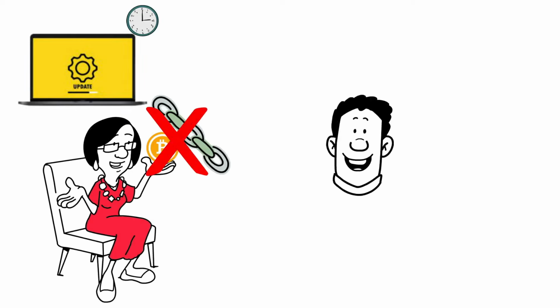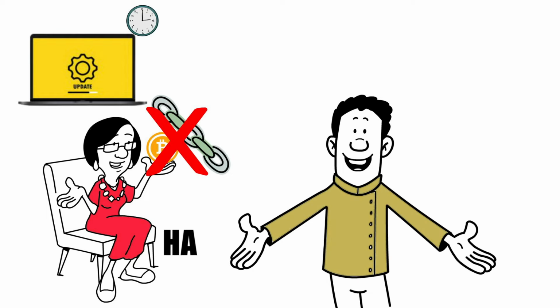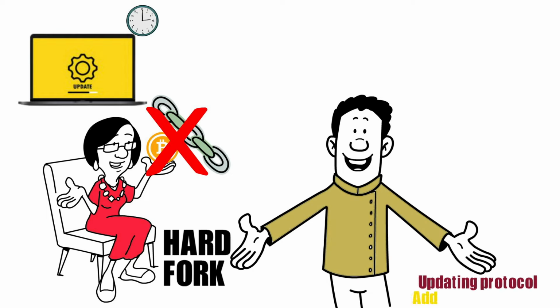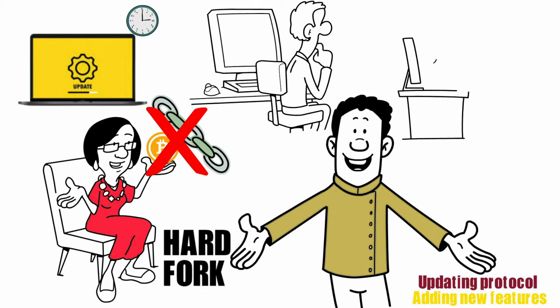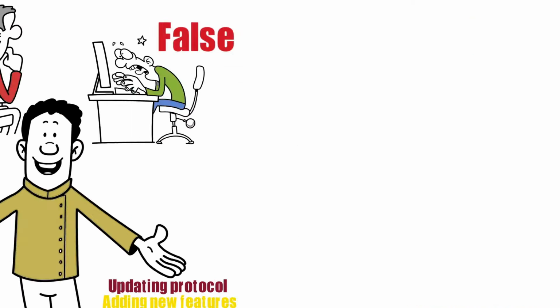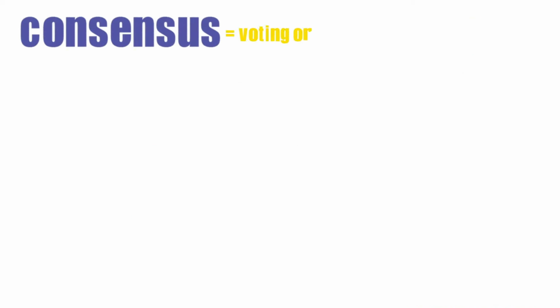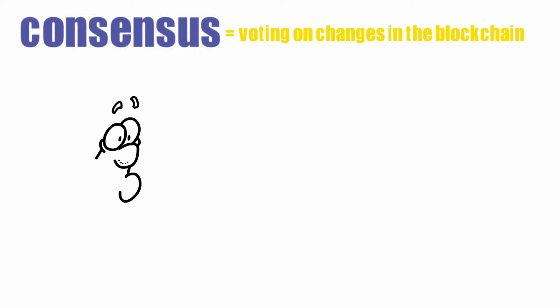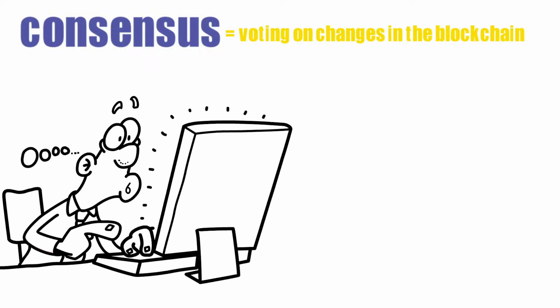Some projects claim they need to do a hard fork now and then for various reasons, updating protocol, adding new features, etc. This is often false or outdated information by developers who want to make systems appear more complex than they are, like needing special consensus rules. Consensus equals voting on changes in the blockchain. Be careful of anyone trying to make you verify old transactions if they made you transact on a broken chain. Doing this would submit your transaction to a network it is not integrated with and therefore has no chance of being validated.